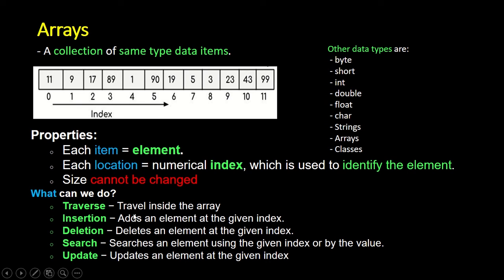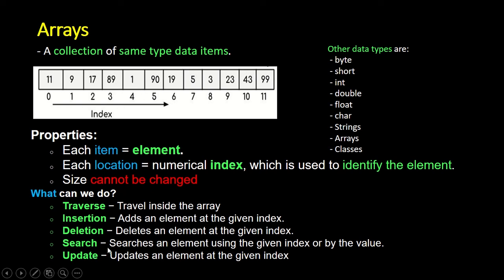So what can we do? We traverse, which means we travel inside the array. We can do insertion, which adds an element at the given index. We can also do deletion, which deletes an element at the given index. And we can do search, which searches an element using the given index or by the value. You can either search an element by finding the index or by the value.